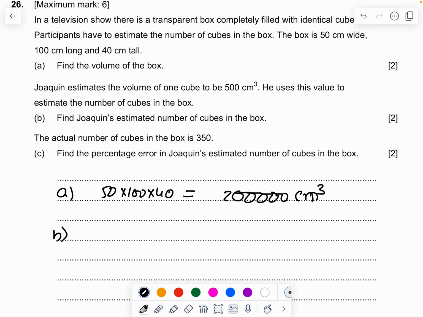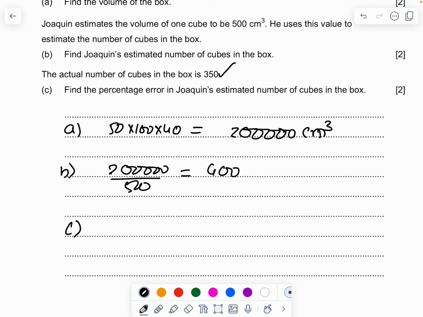Then the volume of one cube is 500 centimeter cube. He uses this value to calculate the number of cubes in the box. So how many cubes can be there? 200,000 divided by 500. So 400 cubes can be there. Then the actual number of cubes is 350. What is the percentage error? So 400 minus actual value 350, divided by 350, times 100, which is 14.3%.